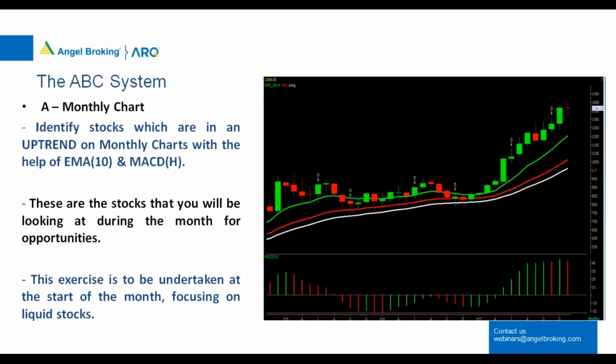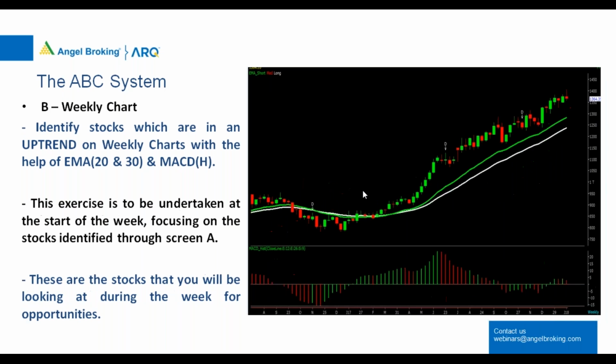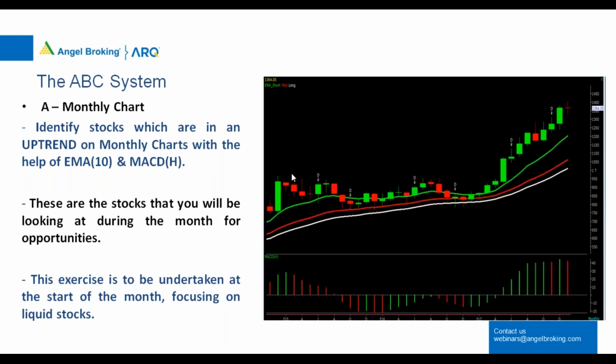Here there are certain indicators you can see in this chart, and this is a Hindustan Unilever chart. This is a monthly chart of Hindustan Unilever. Each bar represents 1 month of data. You can see that there are primarily two indicators that I'm using. One is moving average and the other is MACD histogram. The moving averages I'm using are 10, the green line, then the red line is 20, and the white line is 30.